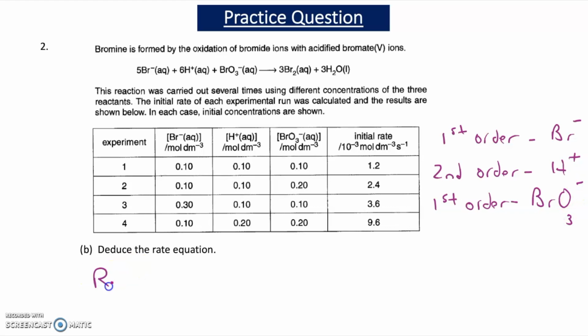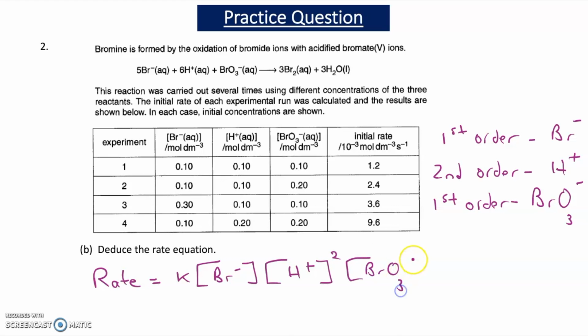So we can write a rate equation. Rate is equal to k, the rate constant, times the concentration of Br- ions, times the concentration of H+ ions to the power 2, because it's second order, times the concentration of bromate ions, BrO3-, and that would be the rate equation for this reaction.